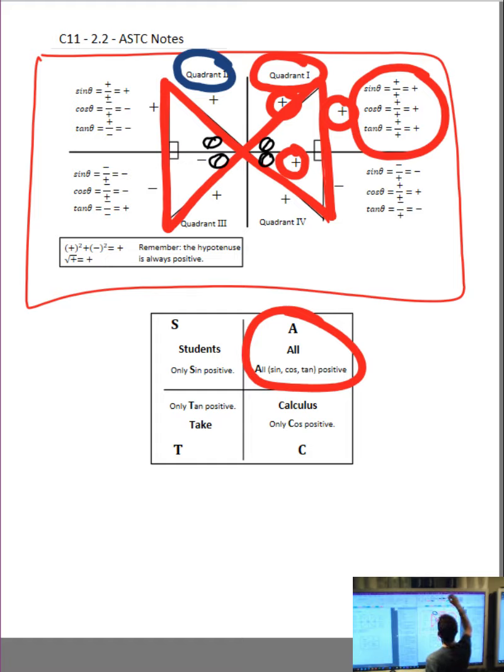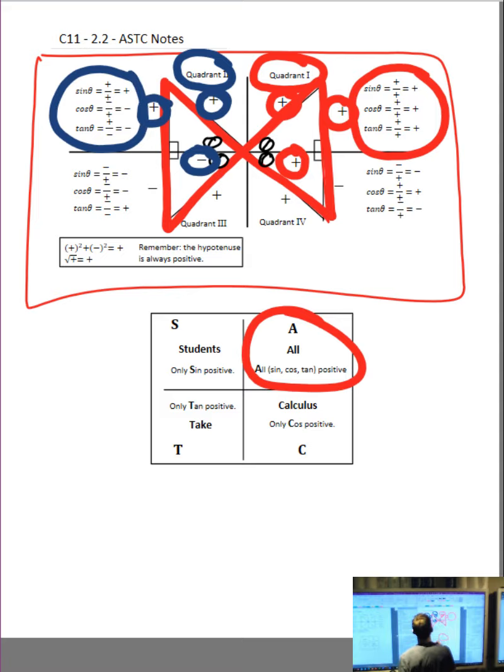Okay, so, again, in big blue, quadrant 2. Well, the opposite is positive and the hypotenuse is positive, but the adjacent is negative. So, sine is positive because it's opposite over hypotenuse. Cos is negative because it's adjacent over hypotenuse. Negative divided by positive is negative. And tan is opposite over adjacent, TOA, positive over negative, negative.